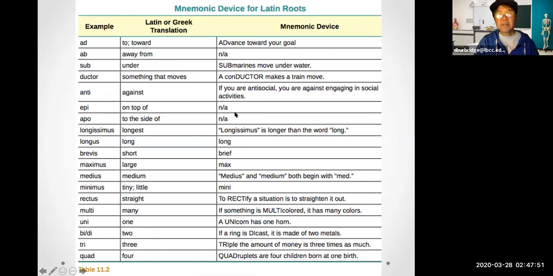All right, here are some more mnemonic devices and some root words for you to be familiar with. All right, so we're done with the muscular system.